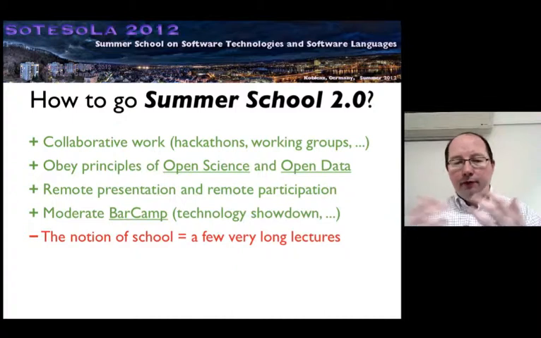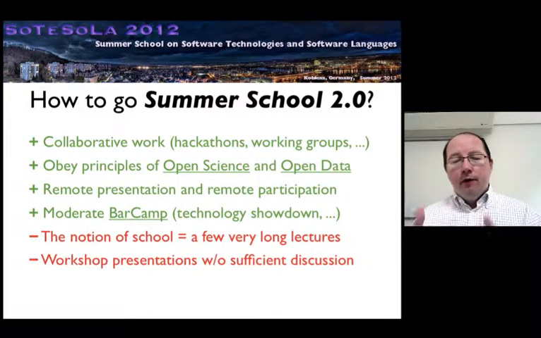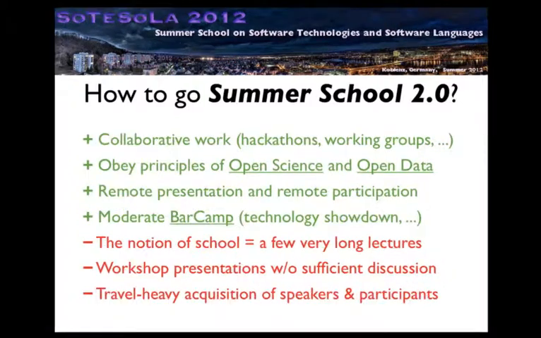To contrast these previous points better, here are a few things that we're not doing. For example, we discontinue the notion of a school corresponding to just a few very long lectures. We don't want that. We have a workshop, but it's not the kind of workshop where you don't have time for discussion or where you don't want to discuss. We don't require speakers and participants from far away, because it's not quite green to have lots of people traveling around the globe for a summer school.